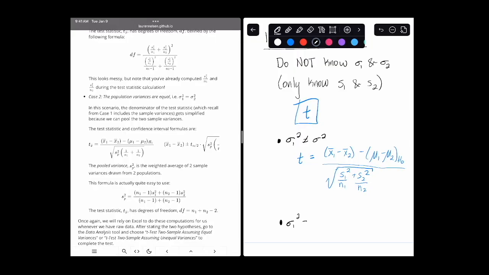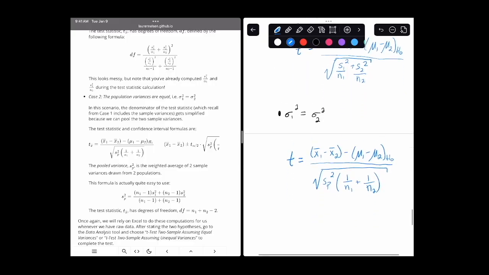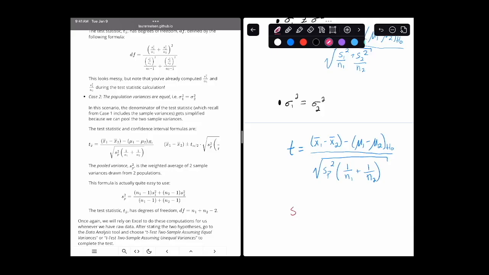So sigma 1 squared equals sigma 2 squared. And in this case, you can see in the notes that our test statistic is still a t, and in the numerator, we still have the same thing. But in the denominator, we'll have something different. So our standard error is a bit different here. It's the square root of sp squared, and sp squared is something we call the pooled variance, times 1 over n1 plus 1 over n2. And that pooled variance is this weighted average of our sample variances.